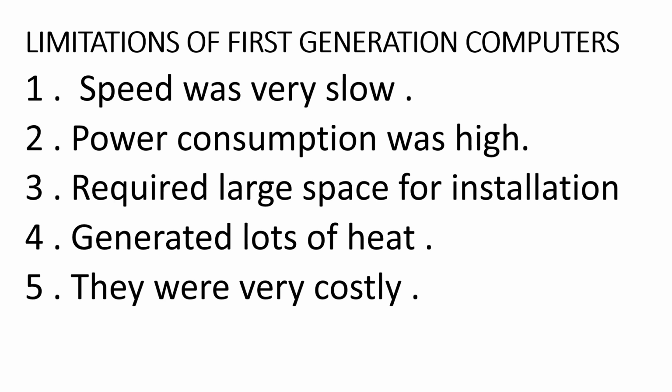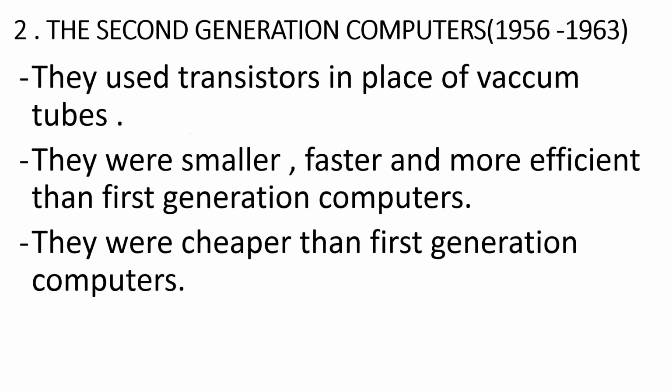So these all limitations, to overcome this limitation, scientists developed the next generation computers, and these all five limitations gave rise to the invention of the second generation computers that you will study further. Okay, so moving on. Now, to overcome the limitations of the first generation computers, further developments were done, and this gave rise to the development of the second generation computers, and it was used between 1956 to 1963. Between this period, the second generation computers were used.